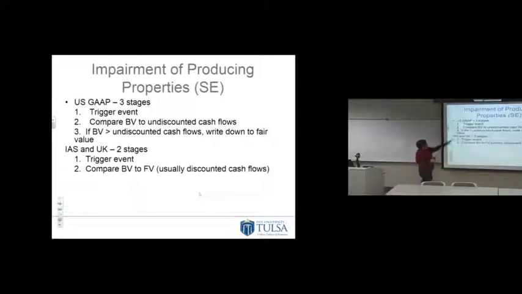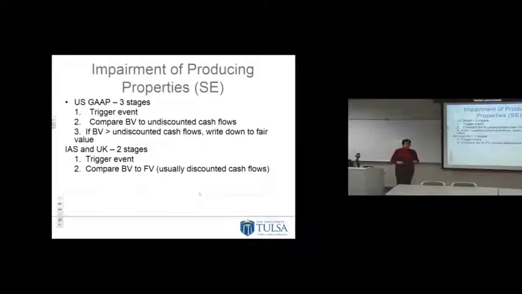So if the undiscounted cash flows are greater than book value, then I stop. Undiscounted cash flows are greater than book value, there's no write-down under U.S. GAAP. We're on U.S. GAAP. But if undiscounted cash flows are less than book value, then I need to write down the field. But not to undiscounted cash flows, because that's not really a fair value. I need to write down the field to fair value.